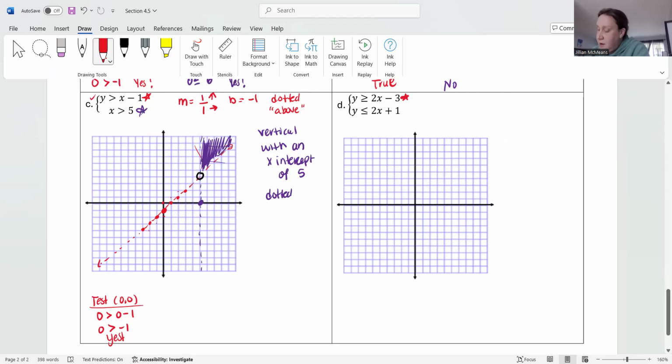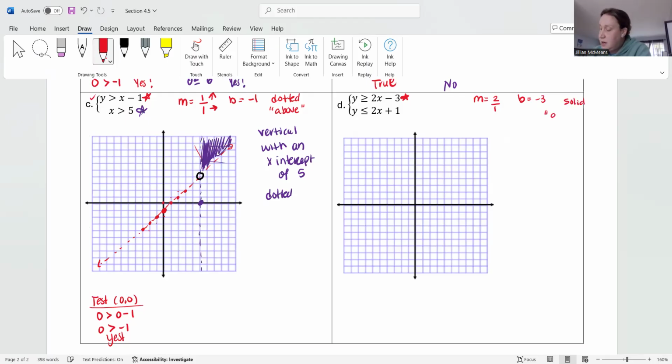So for the red line, we have a slope of 2, the coefficient of x, as long as you've solved for y. The coefficient of x is your slope, so I'm going to write it as 2 over 1. My y-intercept is negative 3. I do not have a strict inequality. I have an or equal to inequality. So I am going to connect these points with a solid line.